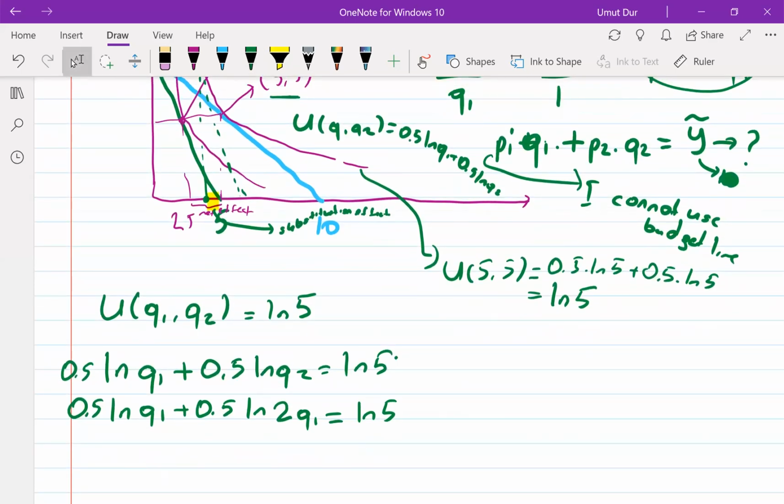Then if I have an ln function, ln of a times b, I can write it as ln a plus ln b.